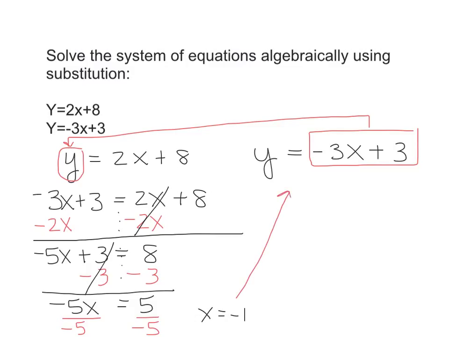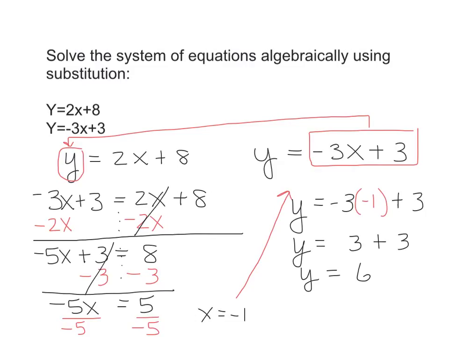Then the next step is to take that value of x equals negative 1 and insert it back into the expression for y. So we now have y equals negative 3, and replacing the x with our answer that we found of negative 1, plus 3. And doing the math out, order of operations will multiply first, so negative 3 times negative 1 is positive 3, and 3 plus 3 gets us 6.